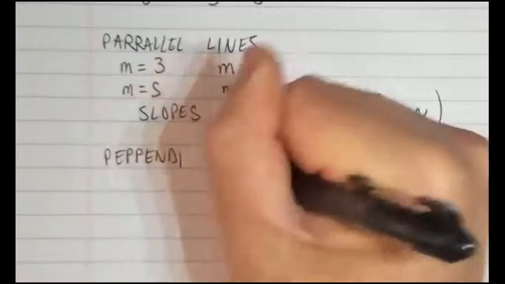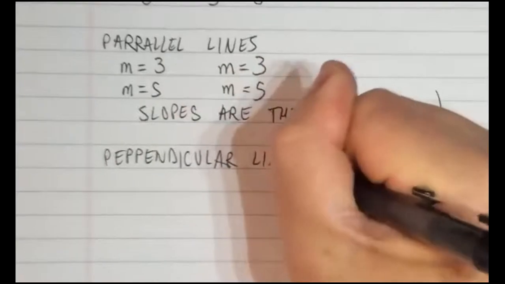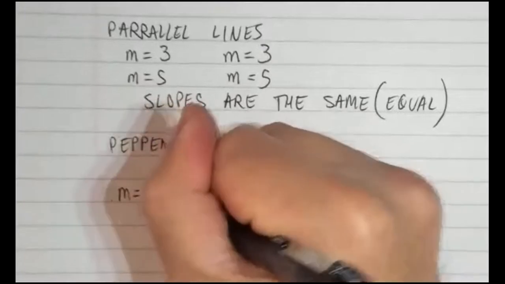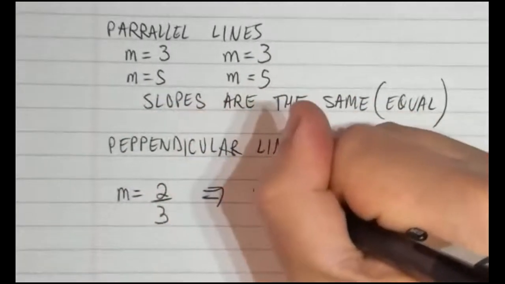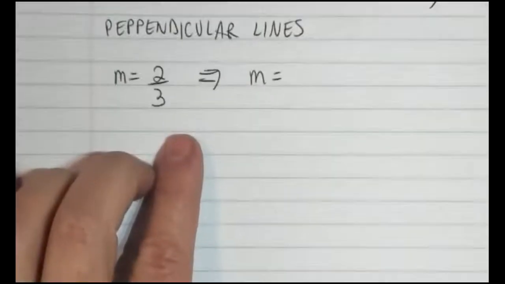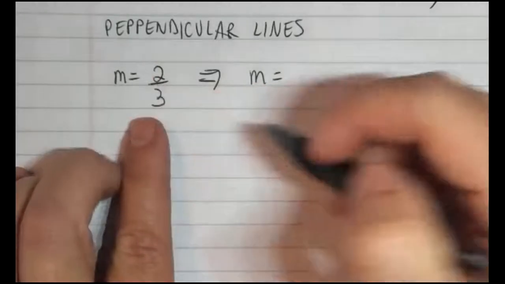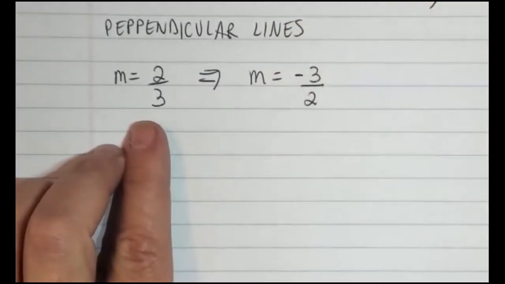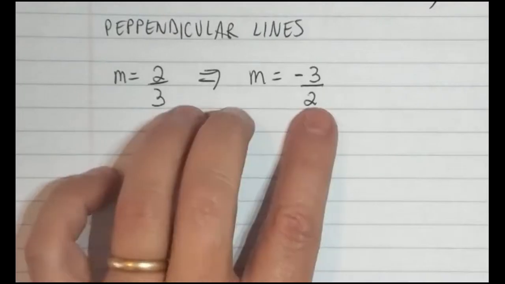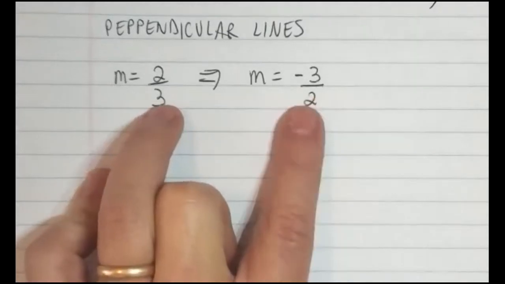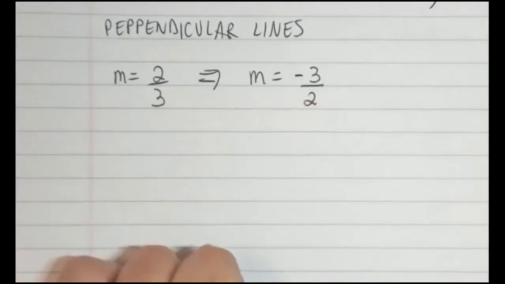The ones that are a little trickier are perpendicular lines. So let's look at some examples. If one was, let's say, 2/3, the perpendicular slope is the opposite reciprocal. So if one was positive 2/3, the opposite would be negative 2/3, and then reciprocal means you have to flip it. So it would look like that. These are perpendicular lines. If they are reciprocals but not opposite signs, then they're nothing. They not only have to be reciprocals, they have to be opposites.